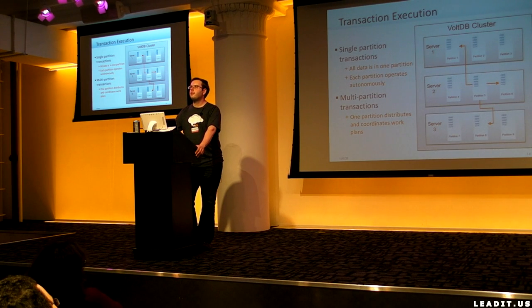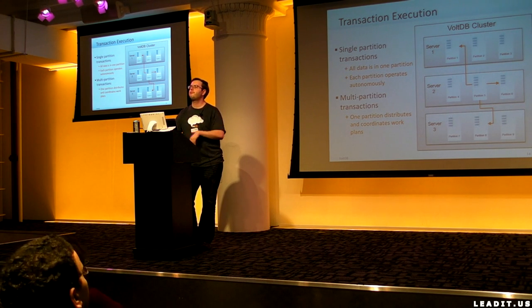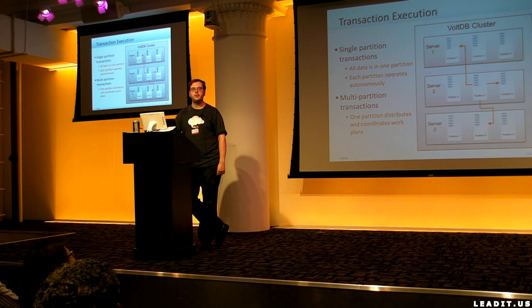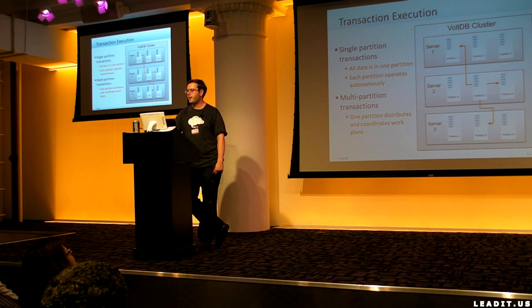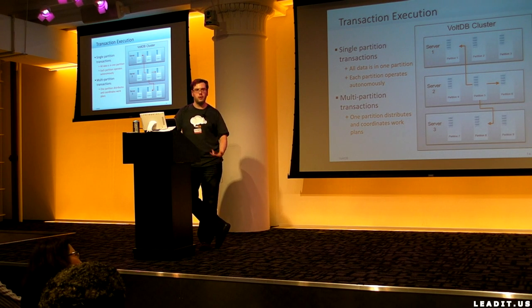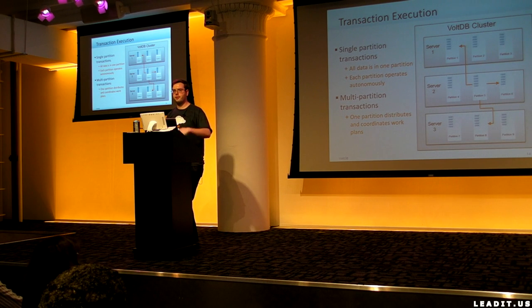So this is an example on the right of a multi-partition transaction executing. You see that partition 5, the middle box that has the arrows coming out of it, is the coordinator for the distributed transaction. The way we get serializable isolation for distributed transactions is that only one of them executes in the cluster at a time. And the way the partitions involved maintain isolation is that when they receive the first plan fragment for the distributed transaction, they stop executing further single partition transactions.